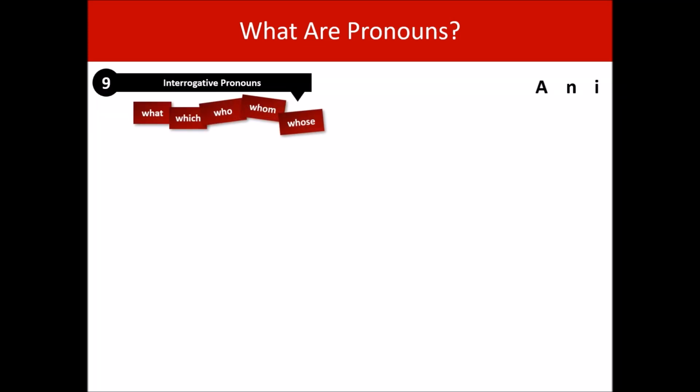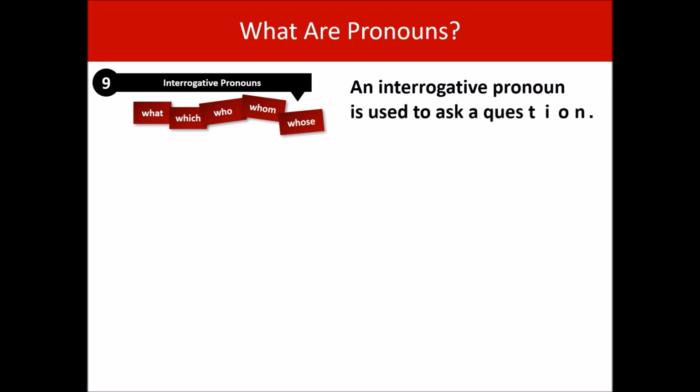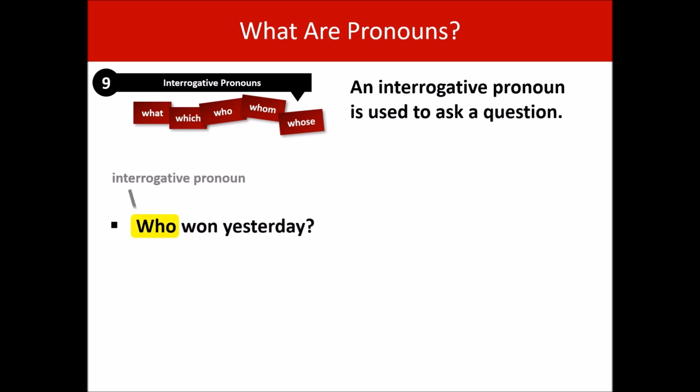And finally, we have interrogative pronouns. An interrogative pronoun is used to ask a question. Who won yesterday? This is our interrogative pronoun. What do you mean? What is our interrogative pronoun?